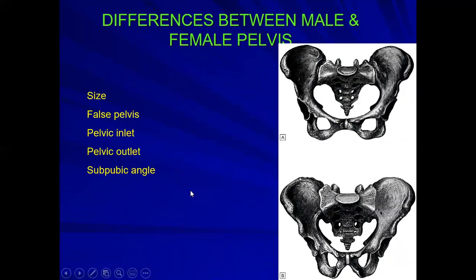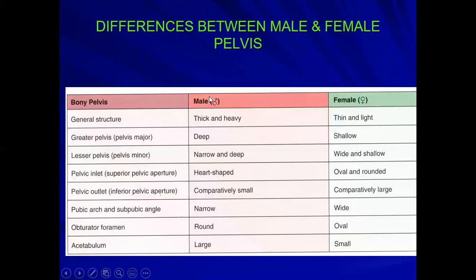Now we're going to discuss the differences between the male and the female pelvis. In terms of size, they have a different false pelvis, pelvic inlet, pelvic outlet, and subpubic angle. These are different between the male and the female pelvis. In general, the male pelvis is thick and heavier compared to the female. The female is thinner and lighter because of the body size.